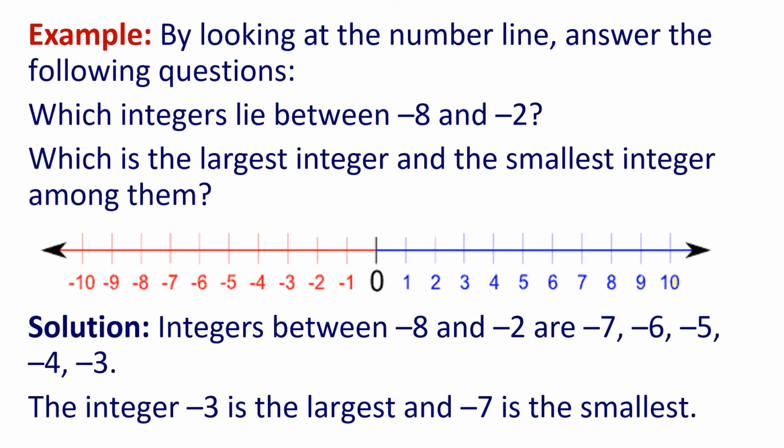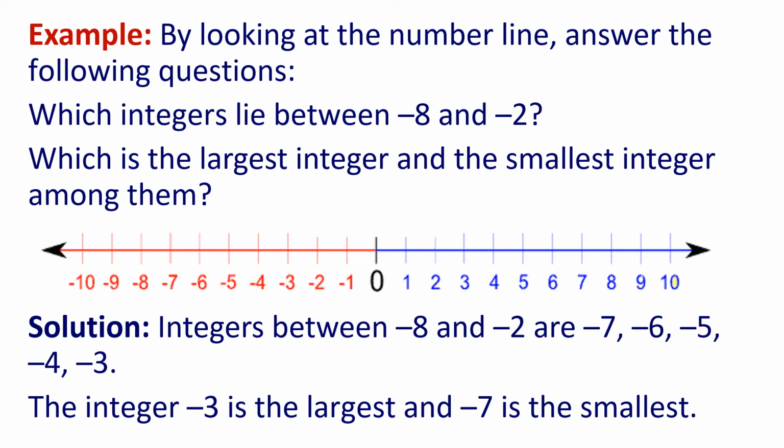Example. By looking at the number line, answer the following questions. Which integers lie between -8 and -2? Which is the largest integer and the smallest integer among them? Now children, the number line is shown. Solution. Integers between -8 and -2 are.